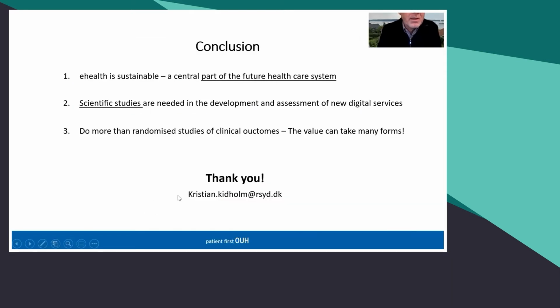So eHealth is really sustainable, and it is a central part of our future healthcare system. And I really do think that the use of scientific studies is what we need to make sure that these new services are based on the needs and the demands from the patients, and that they are cost effective and they do give value. And finally, we need more than randomized controlled trials, more than just studies of the clinical outcomes, because the value of these services can take many forms, and often it's not clinical, it's about patient empowerment and patient satisfaction and stuff like that. Thank you very much.